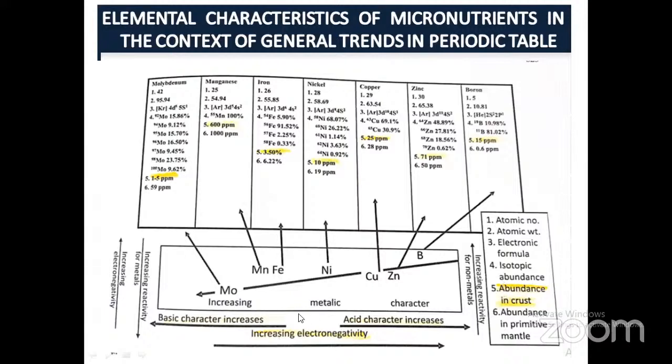Another thing is, when we go from molybdenum to boron, there is an increase in electronegativity. The electronegativity of boron is the highest among all these micronutrients, and molybdenum is the least. Now, before seeing the trend, let us first understand what electronegativity means. If any one of you wants to tell me what electronegativity means, please proceed.